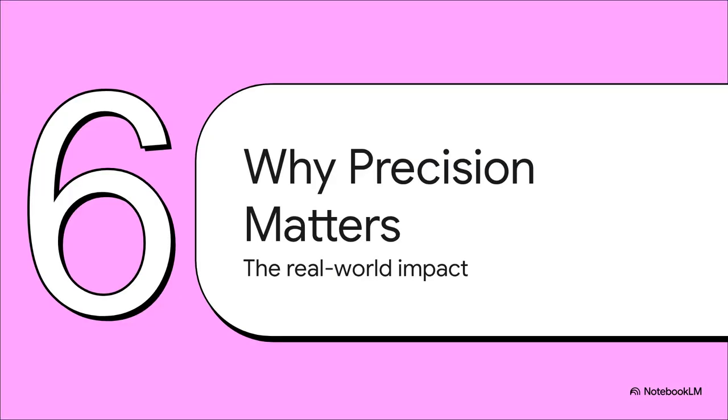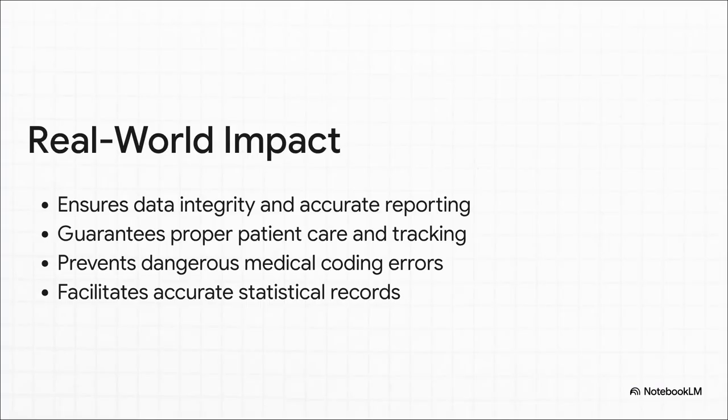Section 6. Why this precision matters. The real-world impact. So, why go through all this trouble? Why have such an obsessive level of detail and strict grammar? Well, it's necessary for a few massive reasons. It ensures total data integrity, meaning your medical history is accurate no matter which doctor you see. It guarantees proper tracking of patient care and prevents really dangerous medical coding errors that could literally alter a treatment plan. Plus, on a macro level, it facilitates perfectly accurate statistical records for public health.